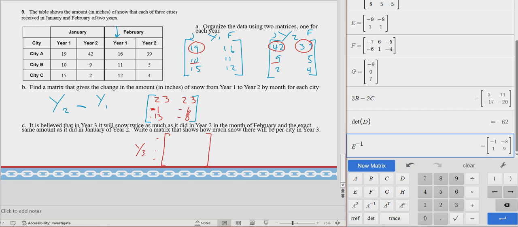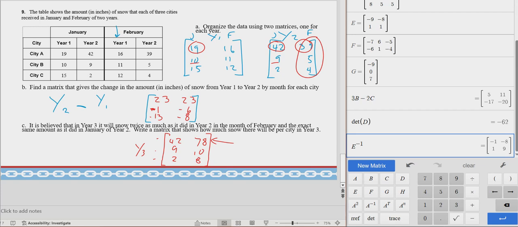They said January is going to be the same as year 2's January. And year 3 is going to be double year 2's February. So we scale these values here by 2. So that is our outcome. If you know anybody who lives in city A, you're going to want to warn them to get a new snow shovel, because we see here that they get a lot of snow coming up in year 3. That's a lot of snow.